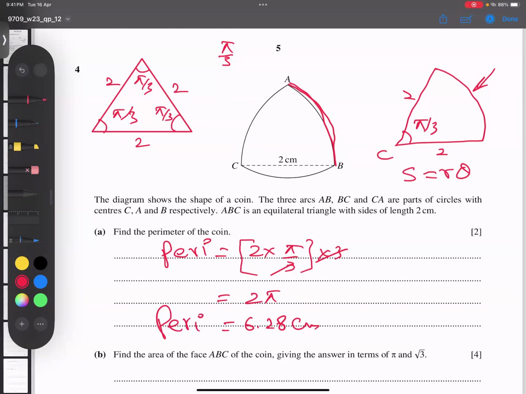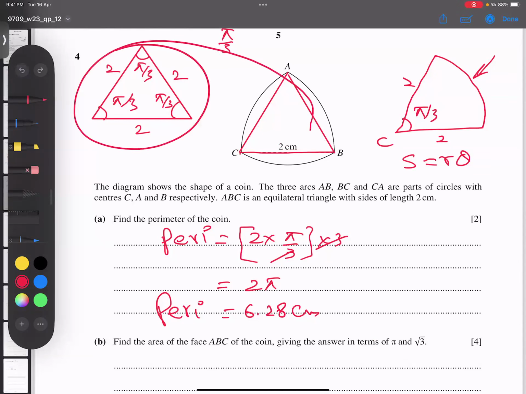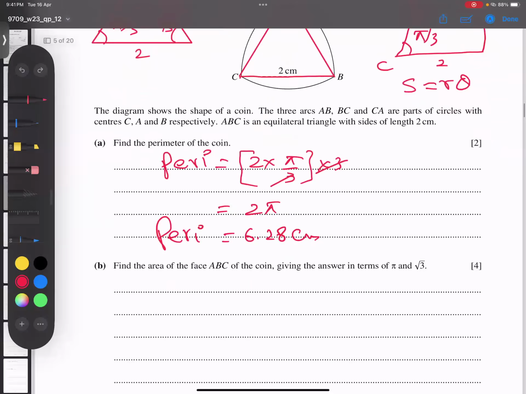So the perimeter is very clear. Now let's go for the next part: the area of the face ABCD of the coin. It means the area of the full face, in terms of pi and root 3. How to get this answer? If I join the straight edges, look here, students, these are straight edges, so we actually have 4 parts. The triangle area is very clear, plus the first segment area, second segment area, third segment area. Why waste our time finding 1 segment area times 3? I think the plan is so simple.